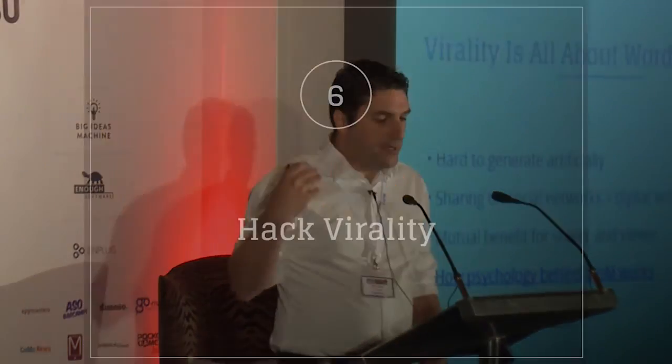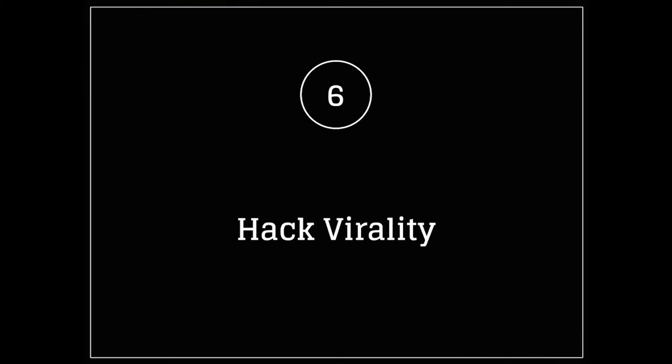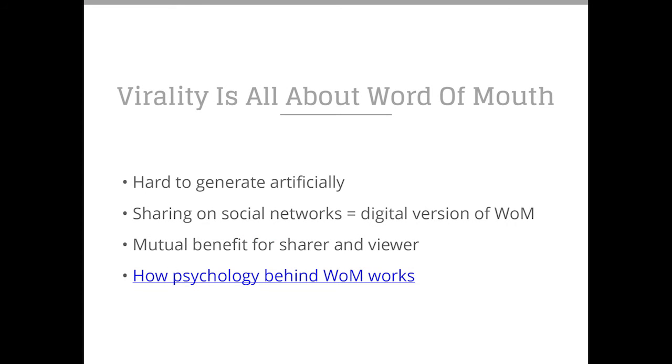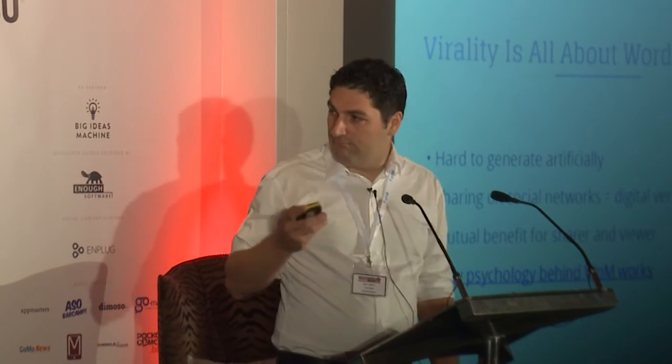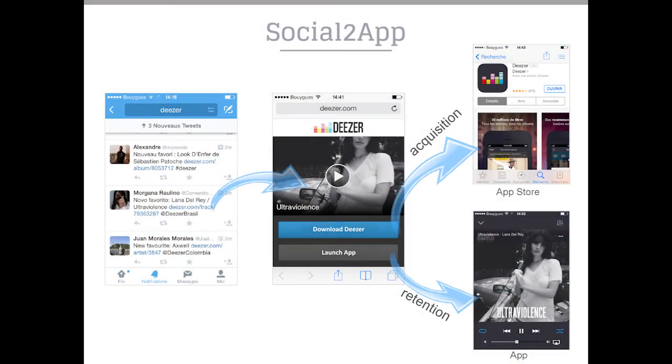The sixth hack is about virality. So just remember, virality is about word of mouth. You first have to ensure that word of mouth happens naturally, even without putting technical mechanics in place. And if it happens, then social networks are just a digital transposition of word of mouth. And there has to be a mutual benefit for sharer and viewer. In the case of Deezer, you want to be cool and share music to your friends, and they want to discover new music that you give to them.